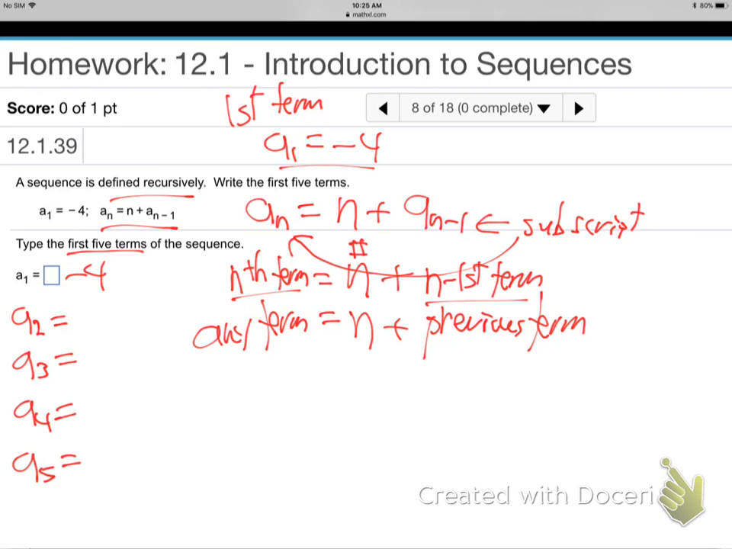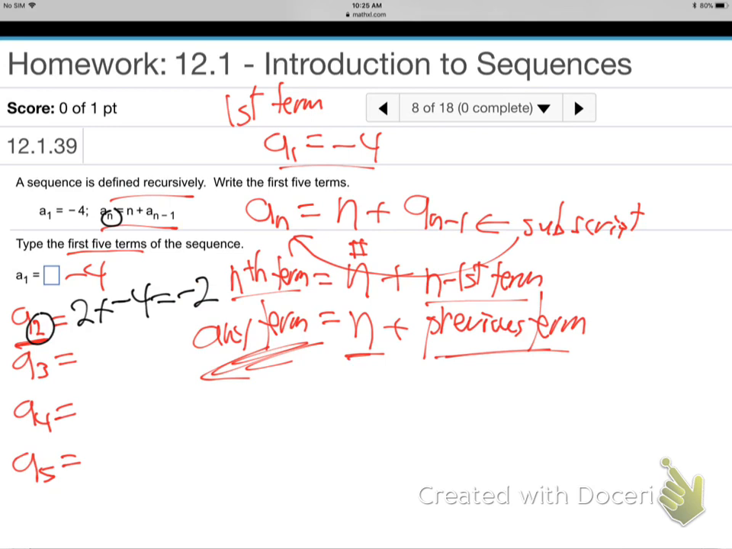So any term is n plus the previous term. If I want to know, say, A2, what is it equal to? Well, what's n? That's the number you're plugging in there. Remember, this is A sub n. So it's 2 plus the previous term. What's the previous term? Negative 4. So it's negative 2. A sub 2 is negative 2. Your n is your term number, 2, plus your previous term. That's what that formula says.